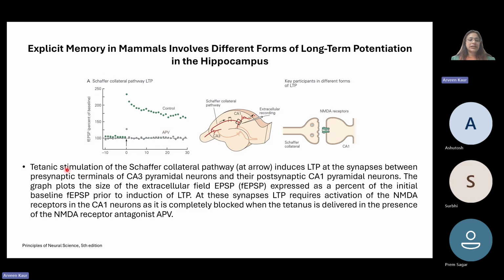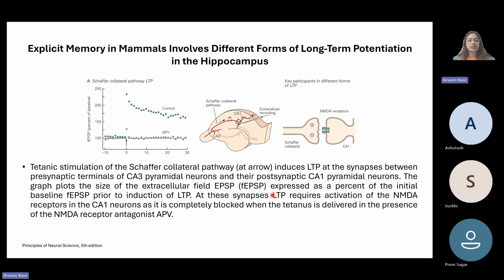The first one shows tetanic stimulation of the Schaffer collateral pathway, which induces LTP at the synapses between presynaptic terminals of CA3 pyramidal neurons and the postsynaptic CA1 pyramidal neurons. The graph plots the size of the extracellular field EPSP expressed as a percentage of the initial baseline of the fEPSP prior to induction of the long-term potentiation.